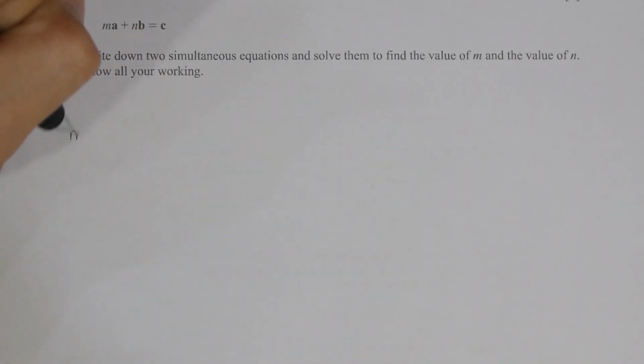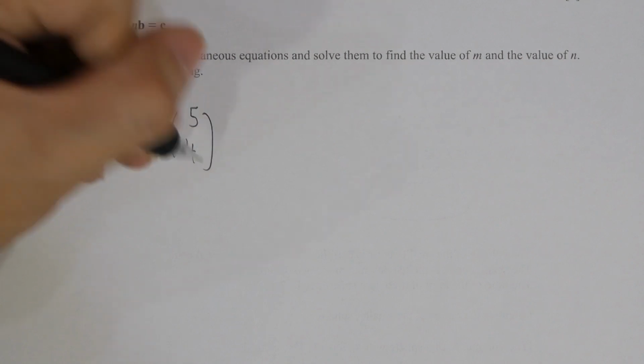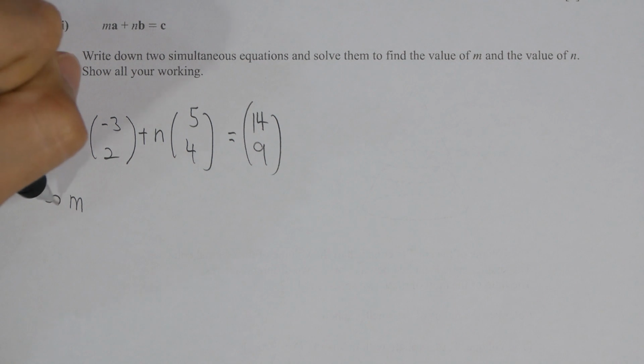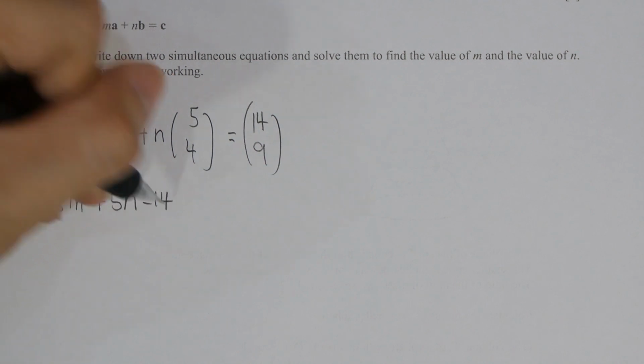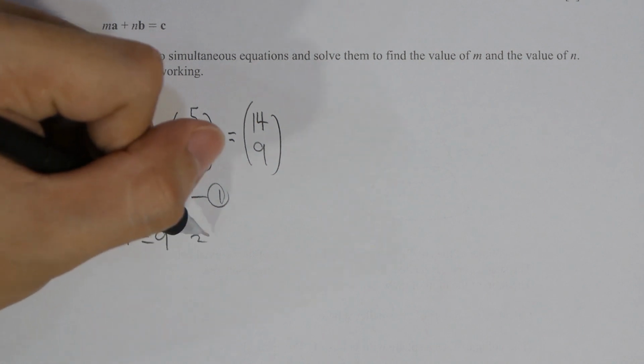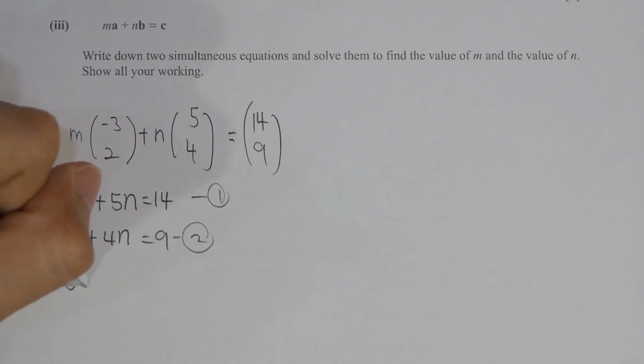For part 3, you actually need to change the matrix calculation into a simultaneous equation. So negative 3m plus 5n equals 14 and 2m plus 4n equals 9. So I actually show the detailed calculation, and the result of m will be negative 0.5 and n will be 2.5.